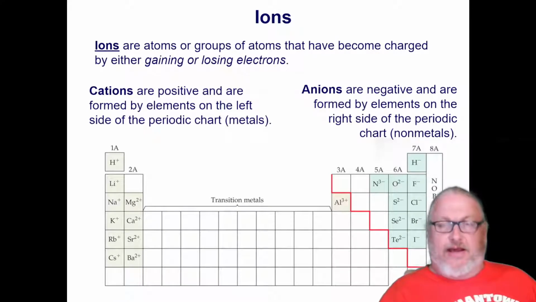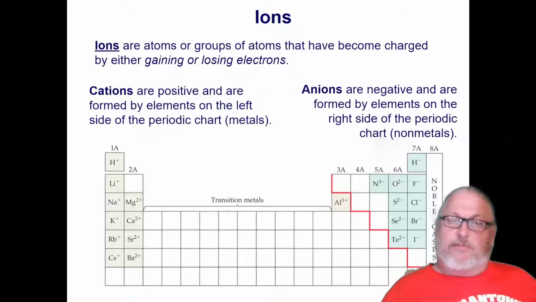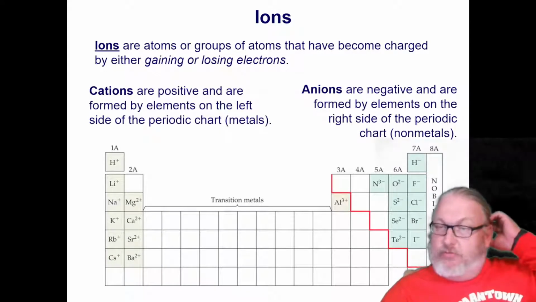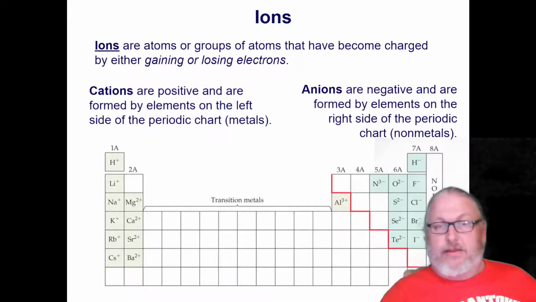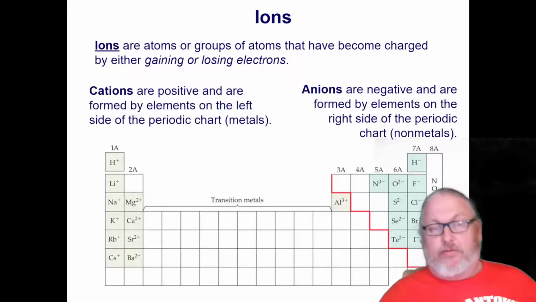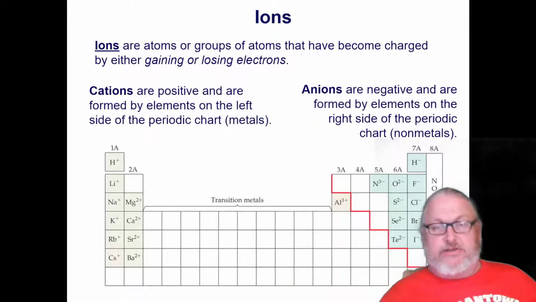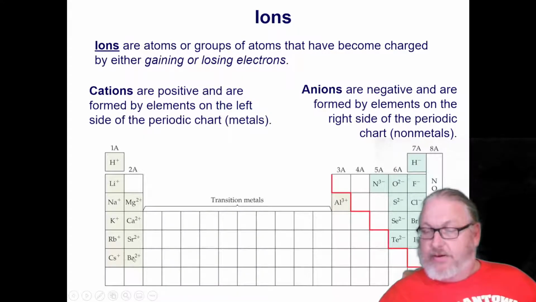We have cations. Cations are positive, and they're formed by elements on the left side, pretty much, of the periodic table. The common cations you're going to see would be hydrogen, lithium, sodium, potassium, rubidium, cesium, all the group 1 cations. You've got the group 2 cations, magnesium, calcium, strontium, and barium.